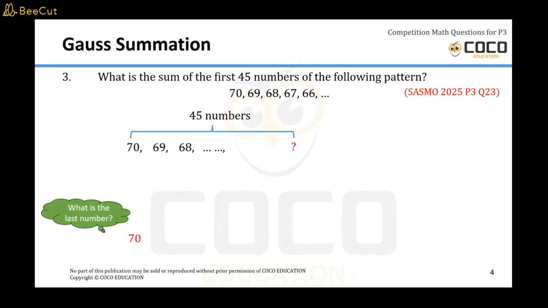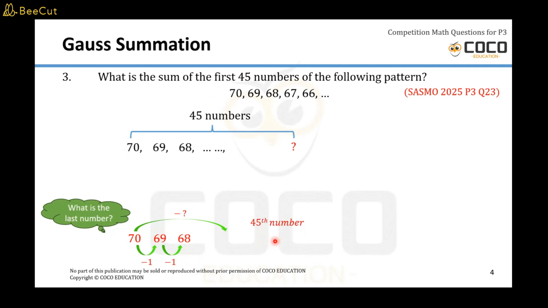So we start from 70. From 70, we need to minus 1. You see the pattern is minus 1, minus 1. So minus 1, you get 69. Minus 1, you get 68. So how many minus 1s do we need? We don't know, we need to find out. So again, 2 numbers, 1 interval, 3 numbers, 2 intervals. So the number of intervals will be 1 less than the number of numbers.